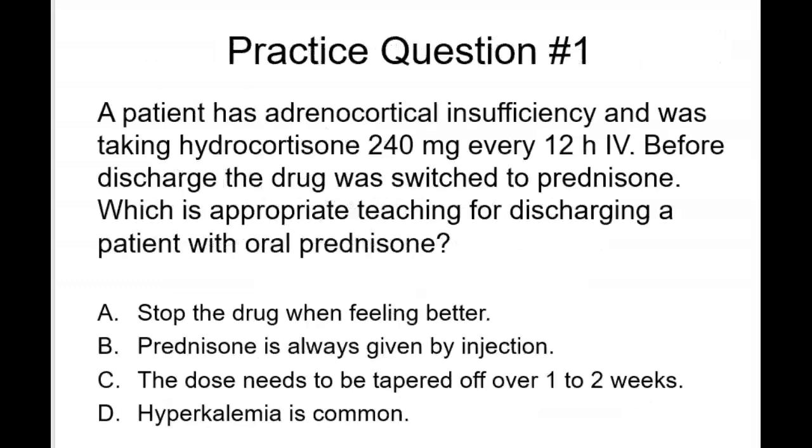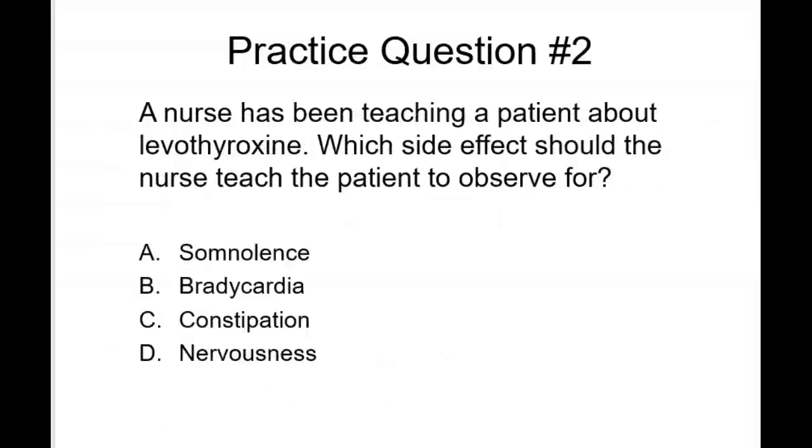So for question number 1, the correct answer is C. Glucocorticoids must be tapered off gradually to avoid adrenal crisis. Never stop the drug abruptly. Prednisone is an oral preparation that promotes potassium loss and hypokalemia. For question number 2, the correct answer is D. Side effects of levothyroxine include nervousness, tremors, diarrhea, and insomnia. Remember, levothyroxine is that synthetic thyroid hormone, and so the patient is taking a thyroid hormone, which is going to increase metabolism. So the side effects would go along with increasing metabolism.